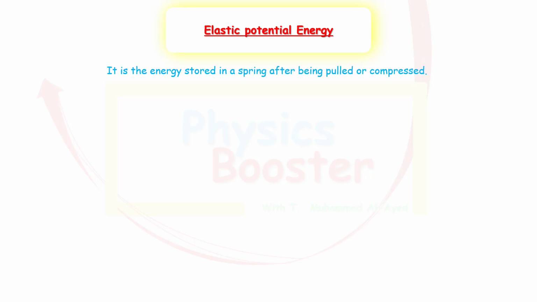The final type of energy we agreed on introducing is called the elastic potential energy, and it's the energy stored in a spring or a rubber band, for example, after being pulled or compressed. So changing its initial state from its length at rest into stretching it or compressing it will store energy inside this spring, and it can be found by a simple equation. It looks very similar to the equation used to find the kinetic energy, but here we're going to say that potential energy, which is the elastic potential energy, is equal to half kx squared.